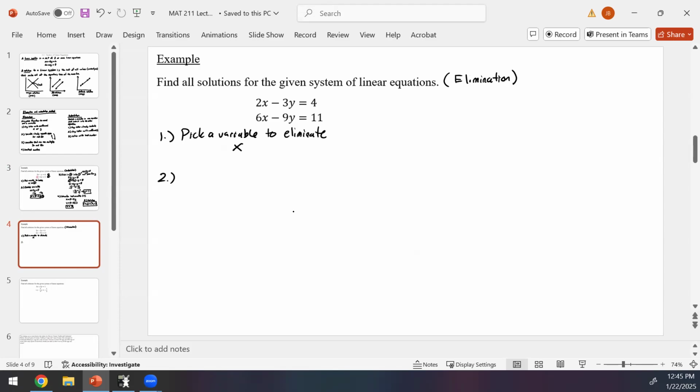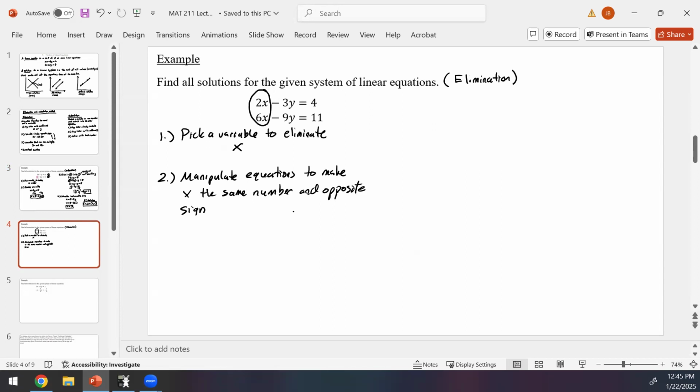So then step 2 is to manipulate equations to make x the same number and opposite sign. So if I look at 2 and 6, the number that they both could share is 6 because 2 times 3 is 6, but I have to make one of them negative. So I'm going to make the first equation negative.